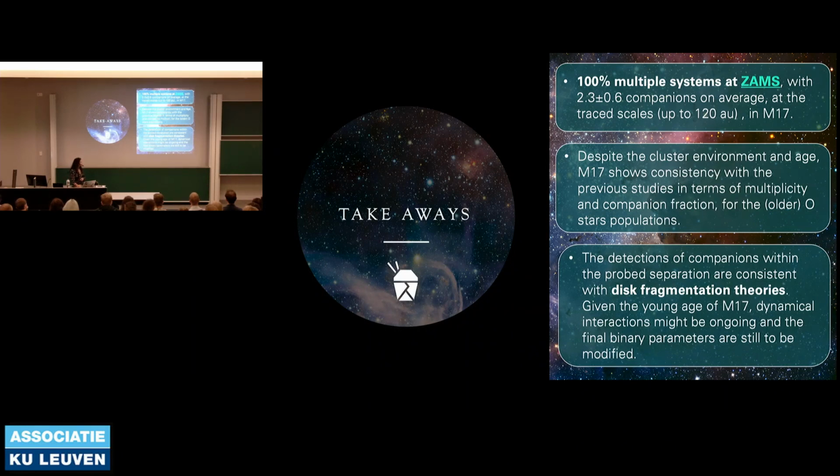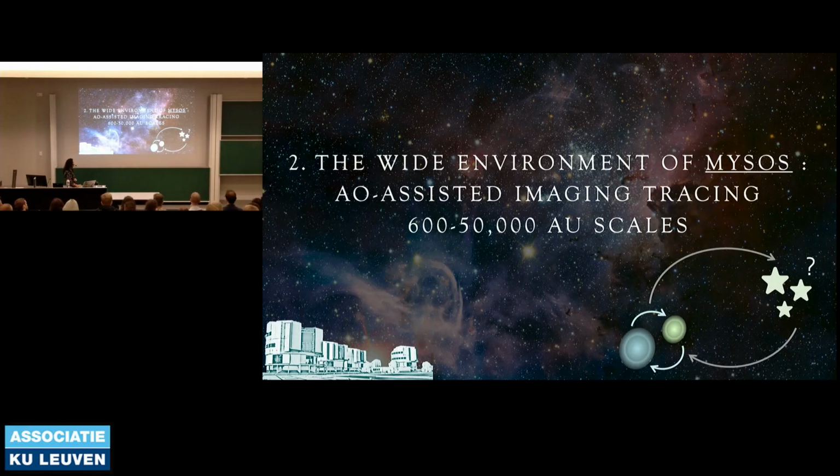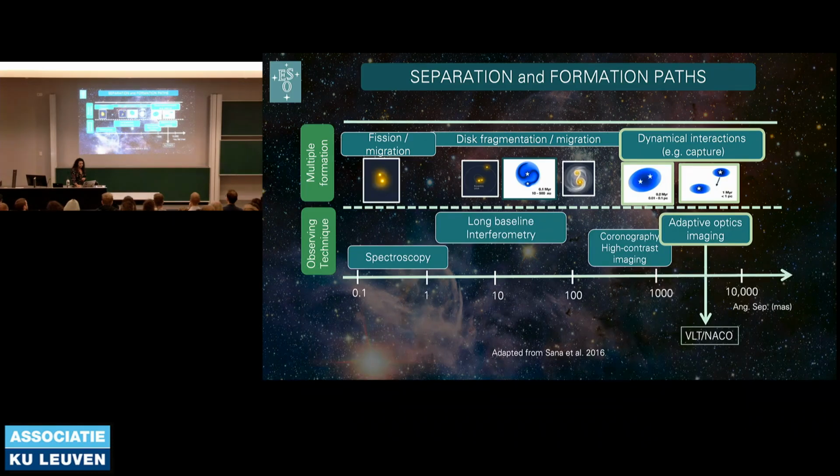And it brings me to the second project, which is the wide environment of MYSOs. Here we look at massive young stellar objects, and we use adaptive optics assisted imaging to trace wide separation companions. The idea is to know whether we can spot them. Do they exist? Can they be detectable? For that, we use adaptive optics, with VLT NACO. So that was my project when I was at ESO in Chile.